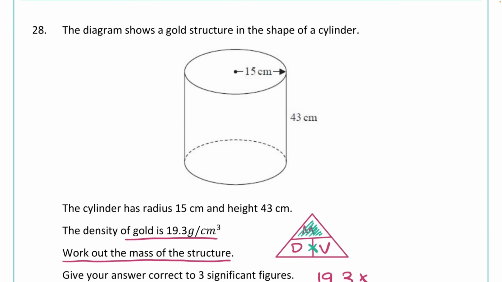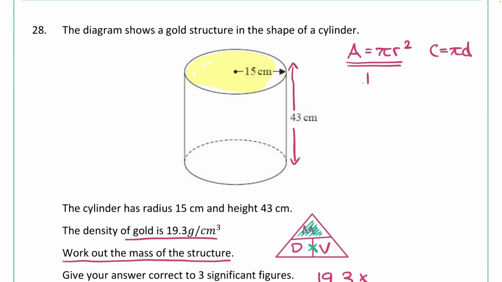So here we have a cylinder. Now to get the volume of any prism, which we have already discussed, you get the area of the cross section, which in this case is this circle, and times it by the length that it goes through the shape, which in this case is this 43. So we need to know how to get the area of a circle. The area of a circle is pi r squared, not to be confused with when you're finding the circumference, which is pi times diameter, or pi times 2 radius. So we are using our area formula.